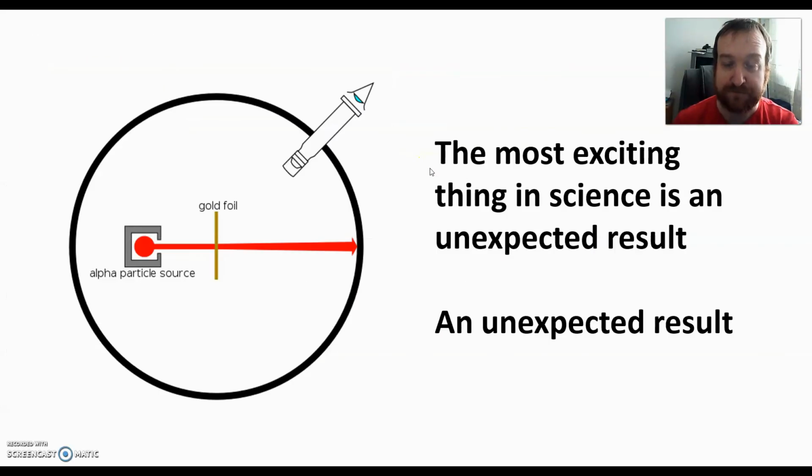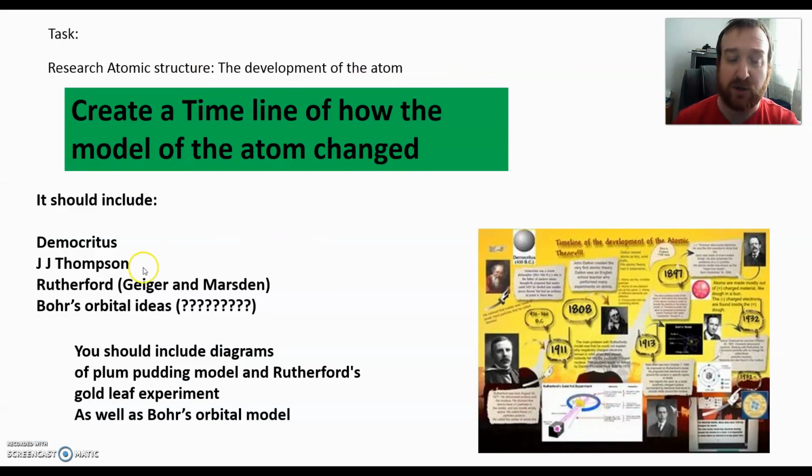So you want your own timeline, and it has to include Democritus, J.J. Thomson, Rutherford, Geiger and Marsden, Bohr's orbital ideas. Okay, this is what you have to include. Diagrams are really important. So you need to have some diagram of the plum pudding model, some diagram of the gold leaf experiment, some diagram of Rutherford, and some diagram of Bohr's models of the atom. Pictures are worth 1,000 words. So labelled diagrams can be really, really important. Dates, people, other key facts would also be really good to see, but the diagrams are the key bits.